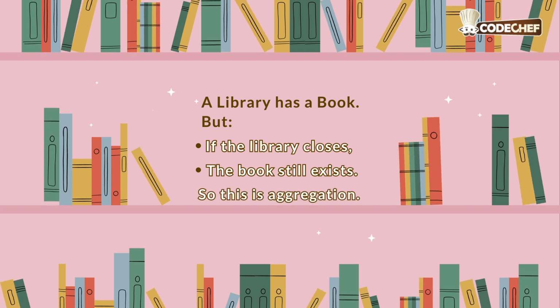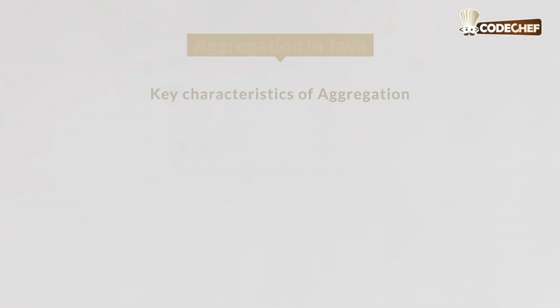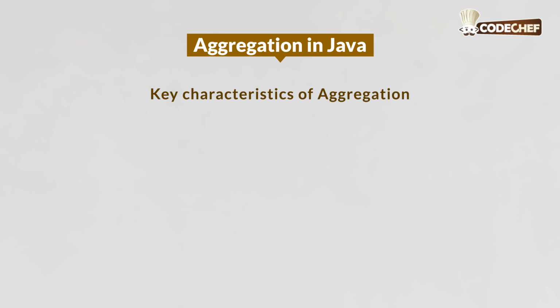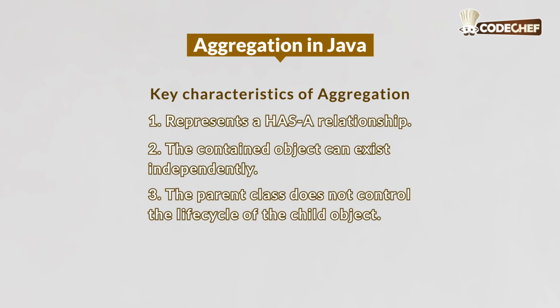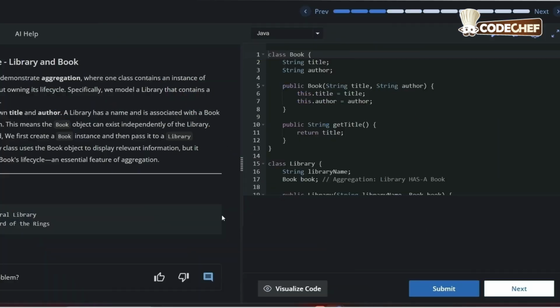So this is aggregation. The key characteristics of aggregation are: 1. That it represents a has-a relationship. 2. The contained object can exist independently. 3. The parent class does not control the life cycle of the child object. Now here let's look at an example. Here we'll create a book class and a library class that contains a book. Now let's look at the code.